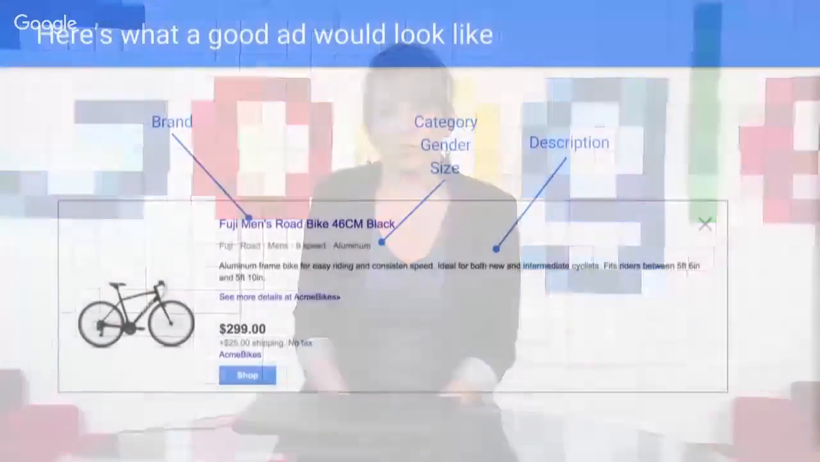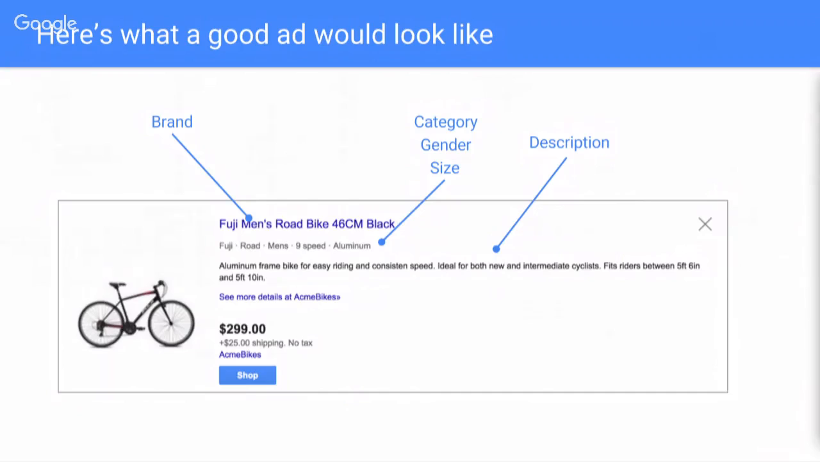Okay, so this is what the ad would look like after we make that change. Now you can see it's a little bit longer, it's a little bit more robust, but we've got the brand in the title, we've got all of these really key details like the category, the gender, the size. We're really utilizing the description as much as we can, right?